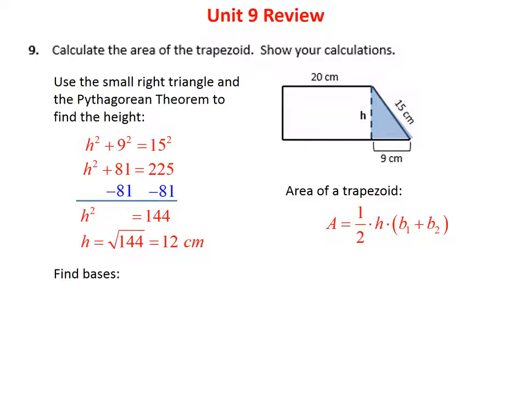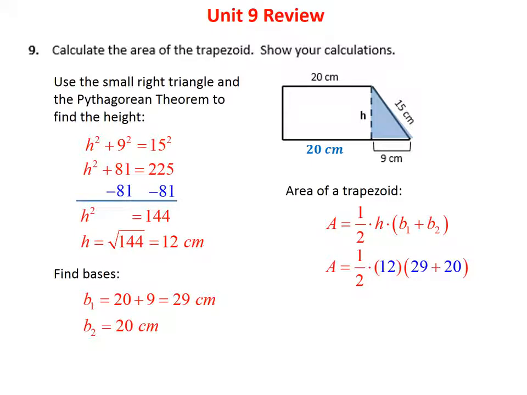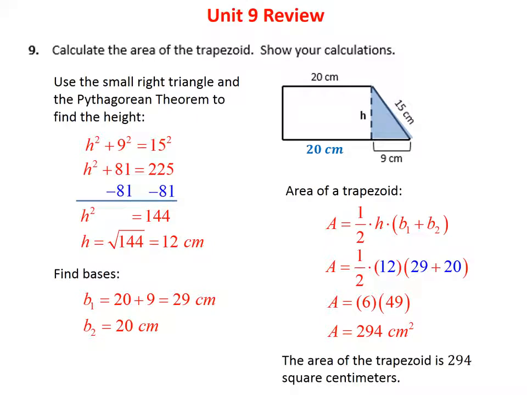Now, our two bases, remember, one is 20, but the bottom one is 20 plus 9, or 29. So now we can plug everything into our formula. 1/2 the height, which is 12 centimeters, and the two bases 29 plus 20. And so we get 1/2 of 12 is 6 times 49, or 294 square centimeters.